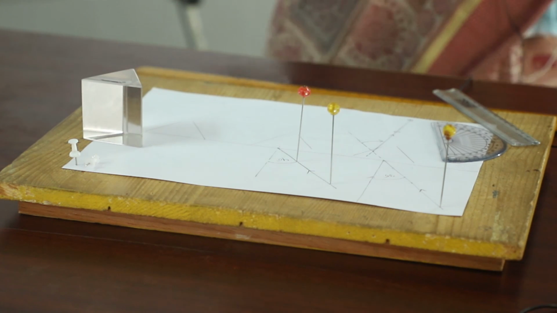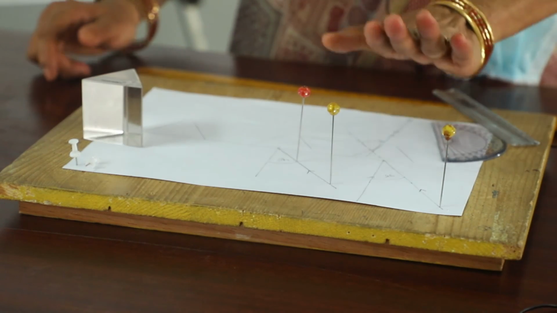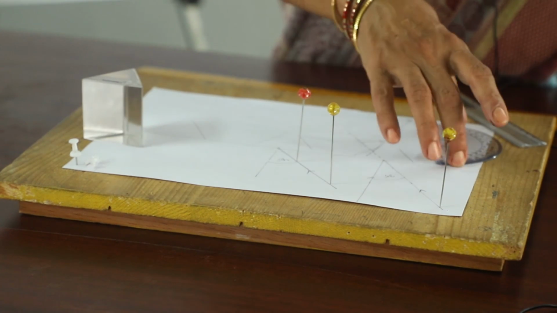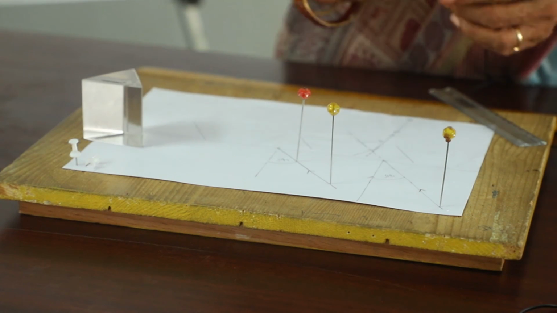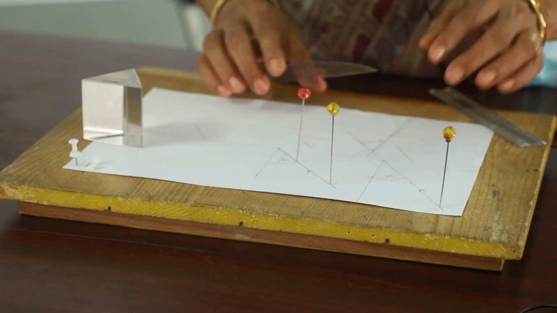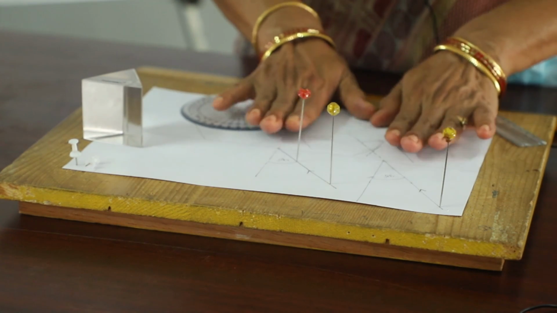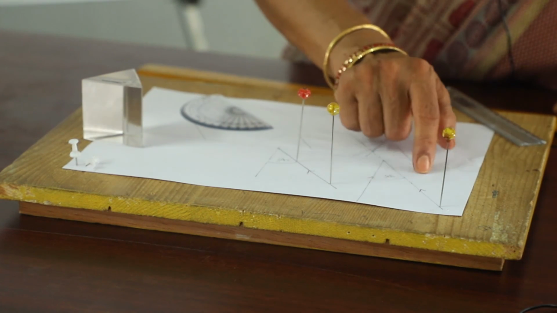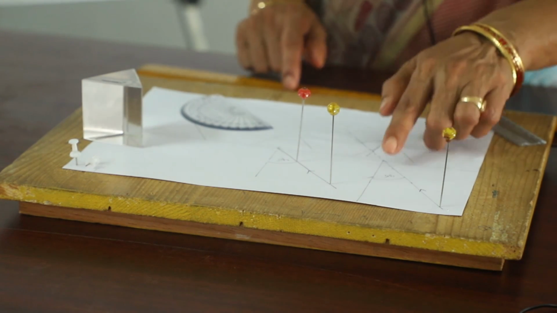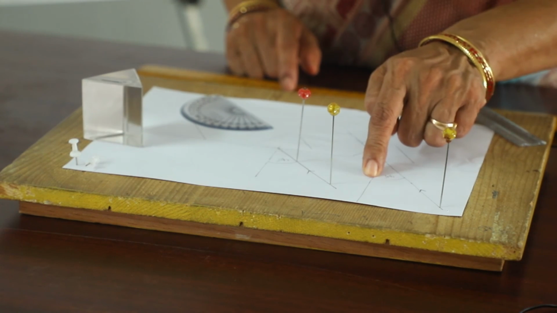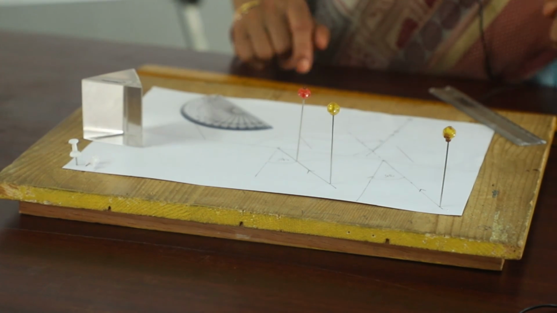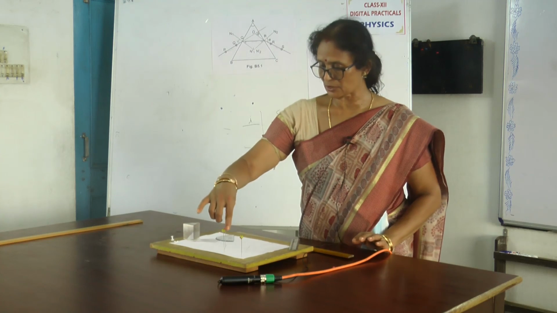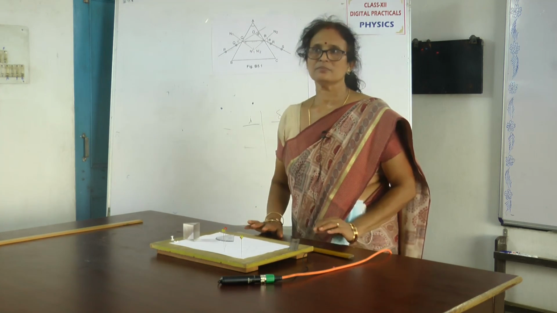That's all. And for precautions, try to avoid parallax. The pins should be fixed vertically. Use the protractor properly. Generally the children, those who make mistakes, though it is a simple thing, make mistakes while drawing the angle of incidence. Angle of incidence is always the angle with incident ray, not with the base of the prism. Remember. That's all. And when you are fixing the pins, they should be at least 10 cm away from each other.